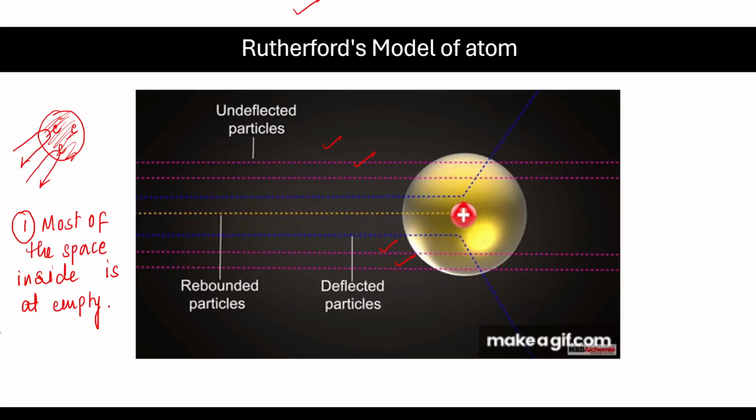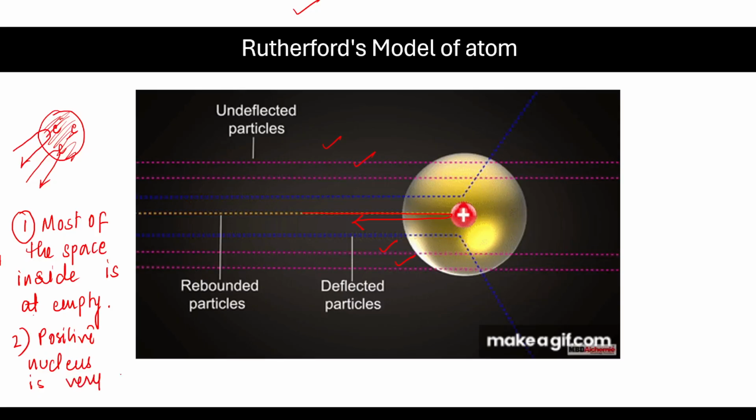Second, very few, can you see this yellow line? This one is the one that hit the nucleus and came back. This was very, very few. Because very few came back, this showed that the positive charge is very small at the center. So the positive nucleus, which was named later, is very small.